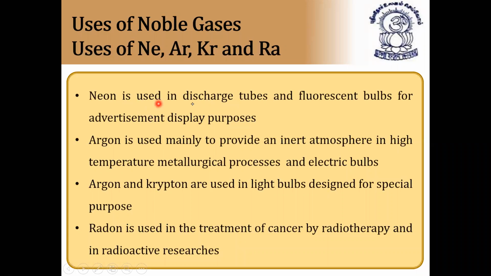Next, neon is used in discharge tubes. This is used in discharge tubes, that's why we have fluorescent bulbs for advertisement display purposes. That's where neon is used. So whatever advertisement board lights we have seen are made up of neon, fluorescent bulbs and advertisement display purposes.